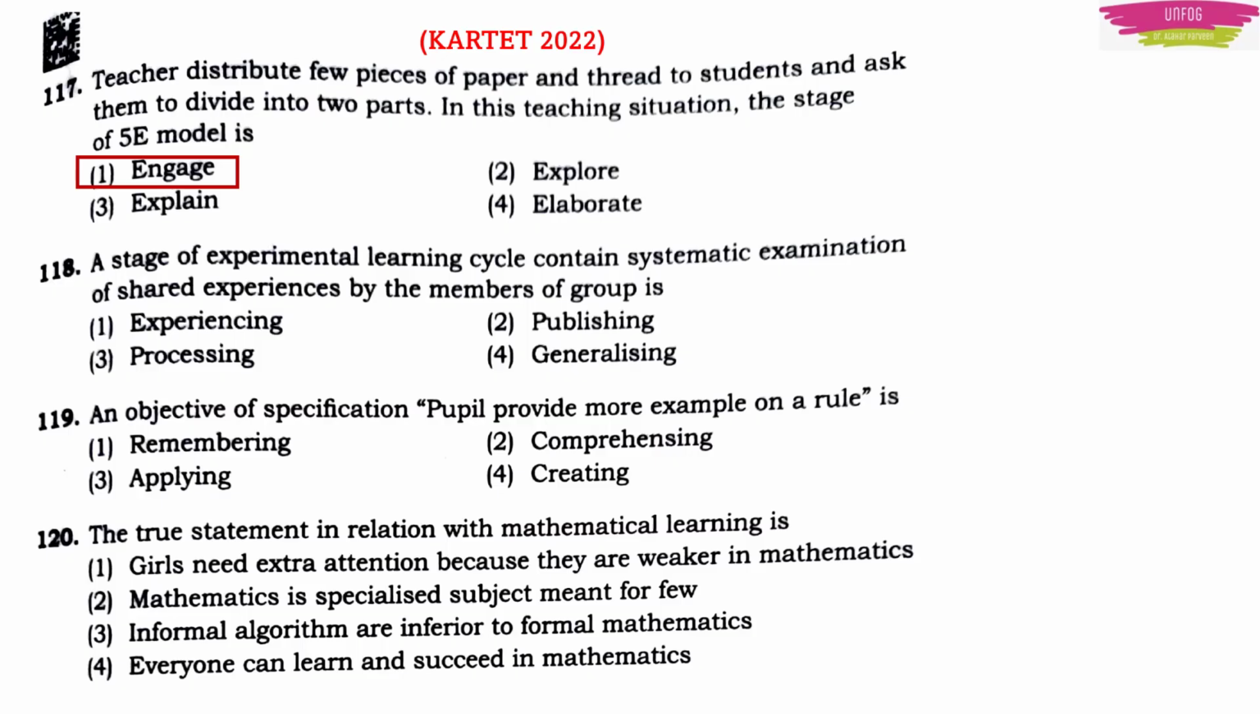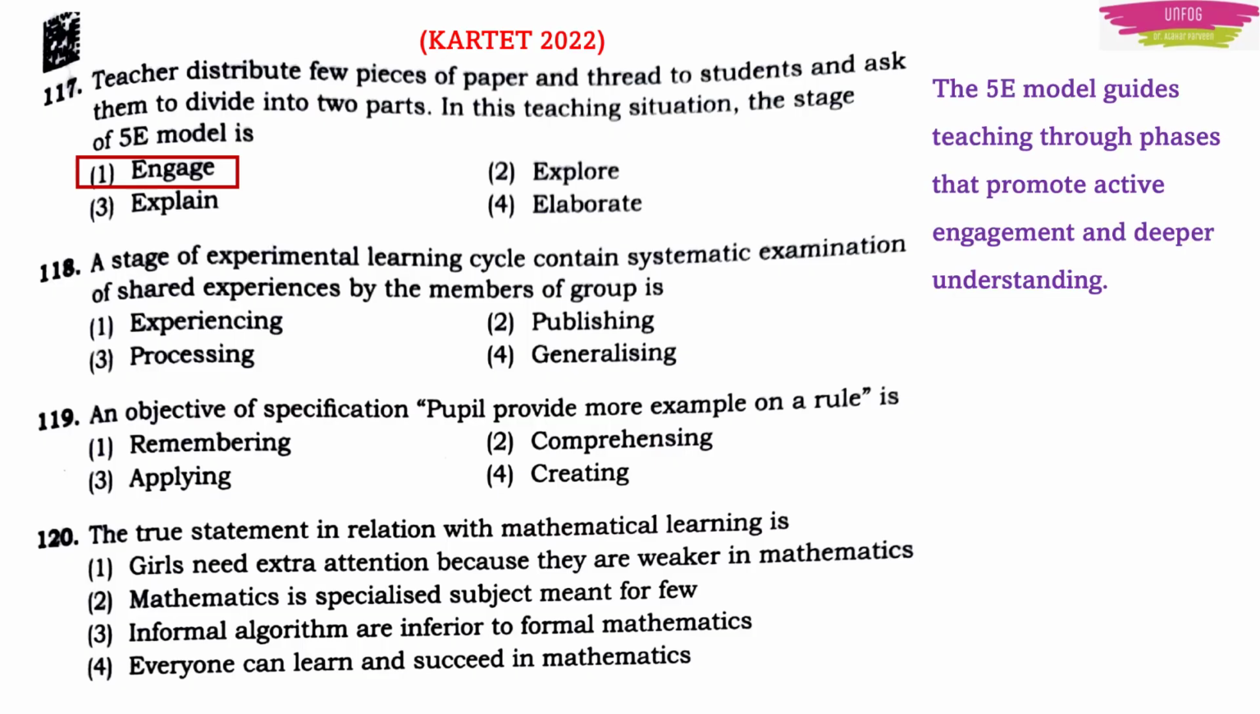So we have discussed in one of the science pedagogy classes also that there is a 5E model. The 4 E's are given here: engage, explore, explain and elaborate. Which is the 5th E? It is evaluate. You should know all the 5 E's. So what is this 5E model? It is the one which guides the teaching through phases and promotes active engagement and deeper understanding among the students. It's a very important topic.